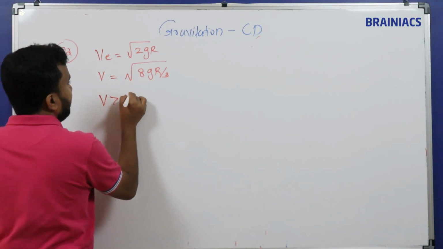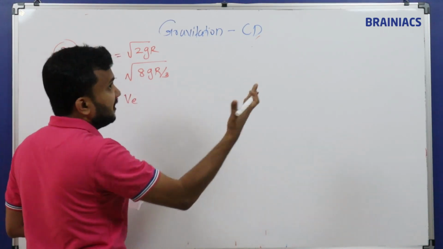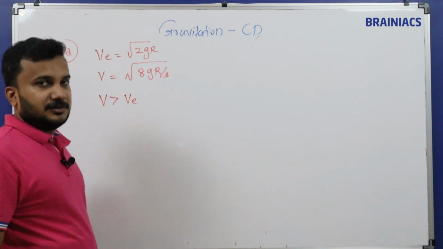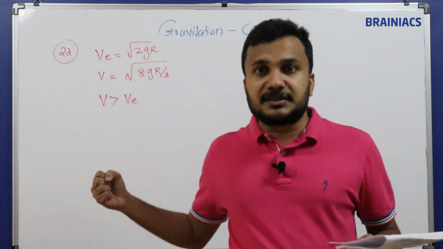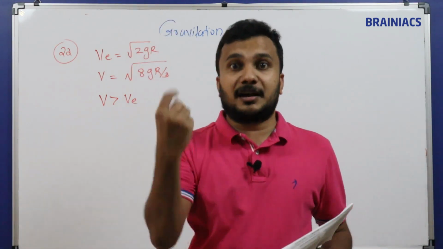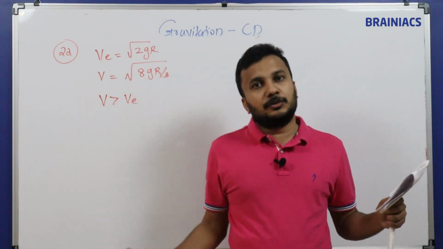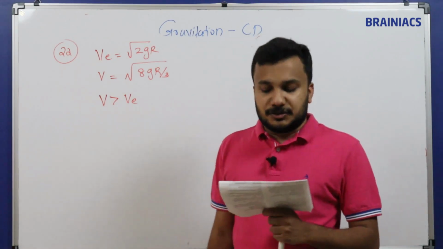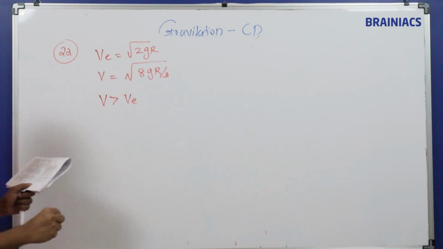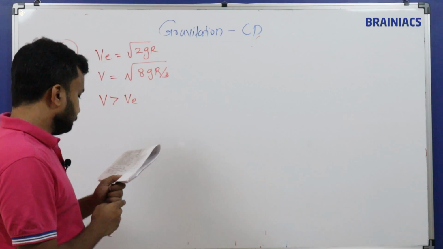V is greater than escape velocity. 8 by 3 means you will get 2 point something, so V is greater than root of 2gR. So once you throw it, the ball will not return back after reaching the maximum. The ball will go to infinity. So in this case, the velocity of the object at the maximum height reached will be found. We will apply energy conservation.